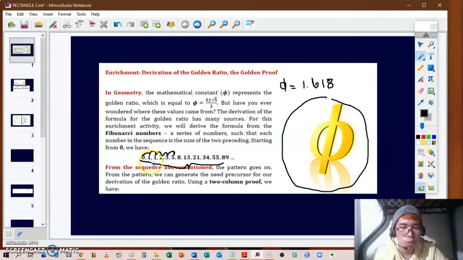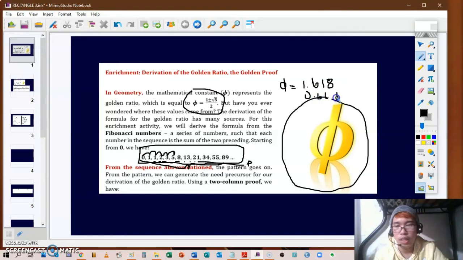So 0 plus 1, you get 1. 1 plus 2, you get 3. 2 plus 3 is equal to 5. 5 plus 3 is equal to 8, and so on and so forth until you reach positive infinity. From this sequence of numbers, we derive the value of phi, which is 1 plus or minus the square root of 5 all over 2, or 1.618 or 0.618.